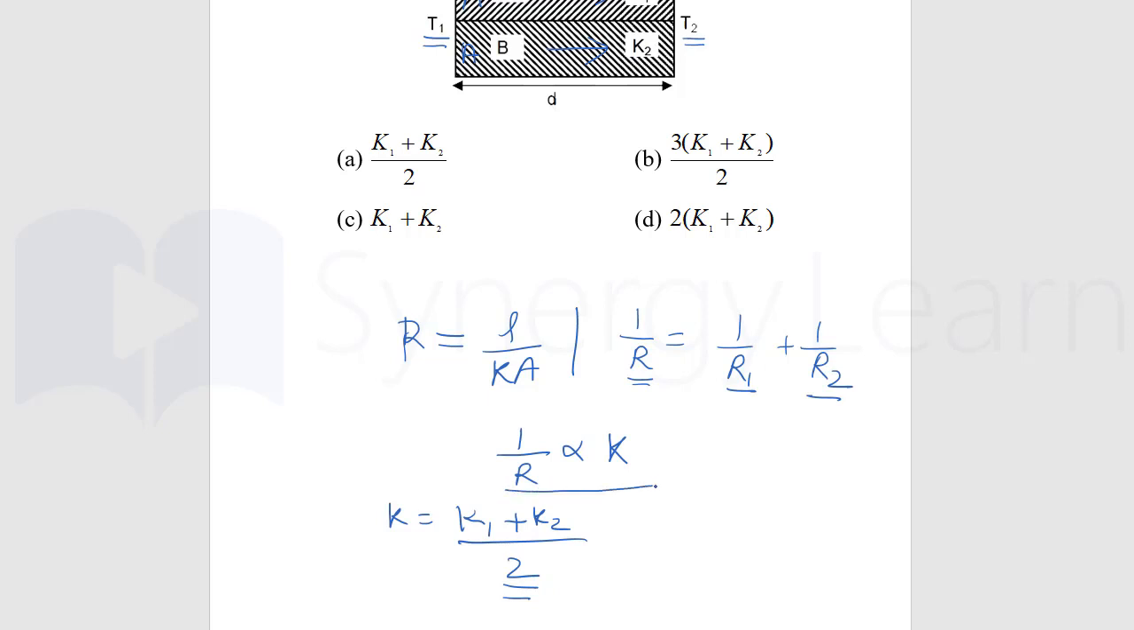So remember this proportionality. Wherever you get this proportionality, that is, the formula is inversely related, resistance was inversely related to K, so K ultimately comes in the numerator. So mainly you have these kinds of options. The other case could have been, had the K been in the denominator, you would have got 2K1K2 by K1 plus K2. So obviously that was not any of the options. So the correct option is (K1 plus K2) by 2, which we could have directly marked.